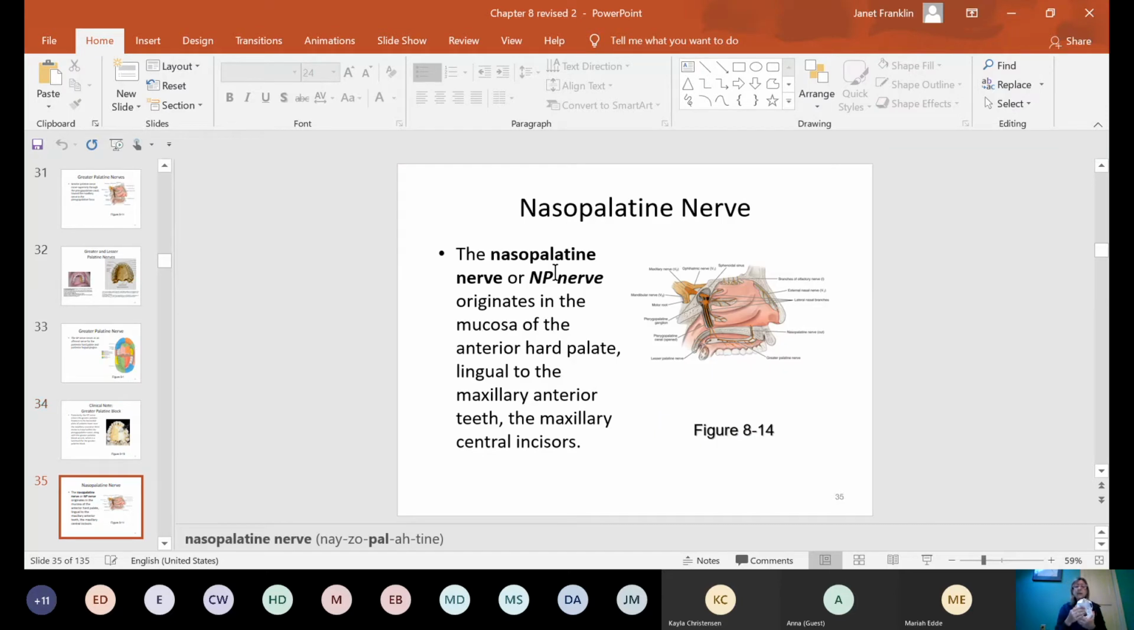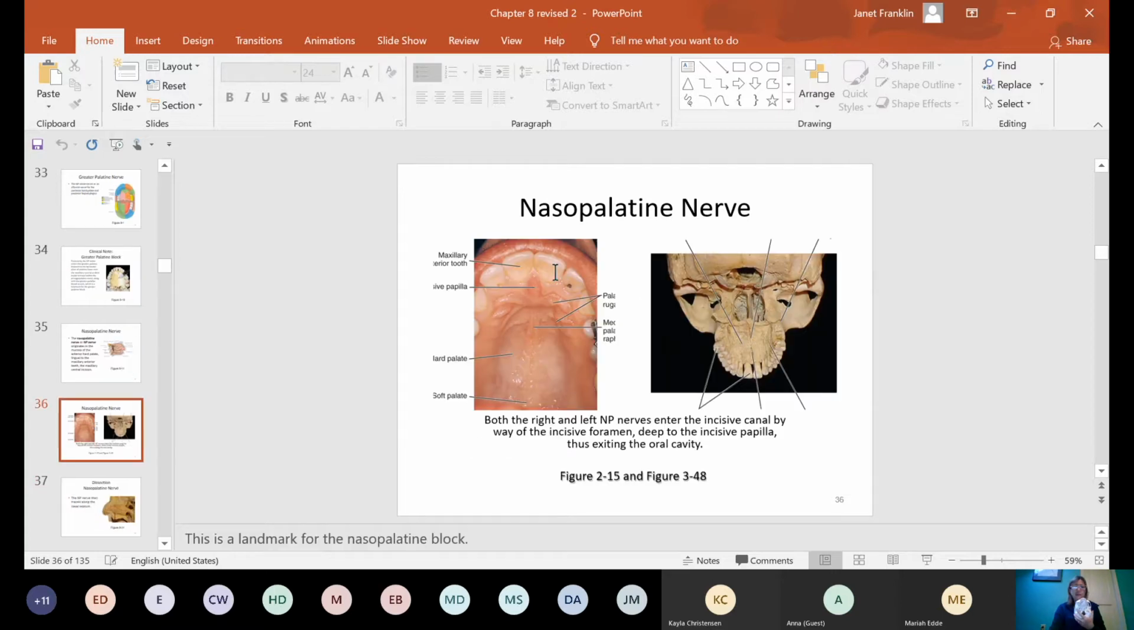Then the nasopalatine nerve comes through the incisive foramen right up here on the palate, and it's going to innervate the palatal tissue from canine to canine, so just across the anterior part of the hard palate. You're going to aim right here for the incisive papilla when you give the injection, and you can see right here on the skull, I should have flipped this picture the other way, this is where your incisive foramen is.